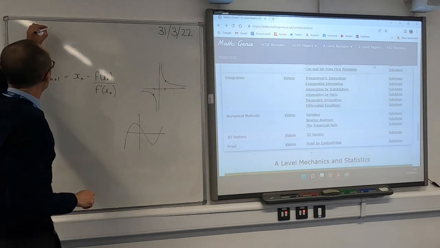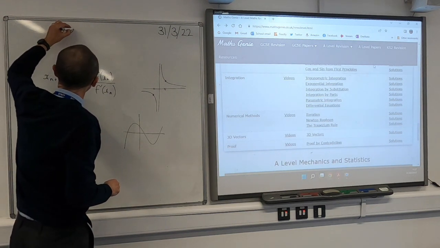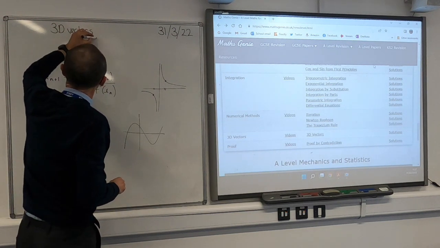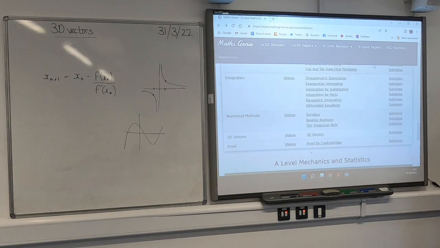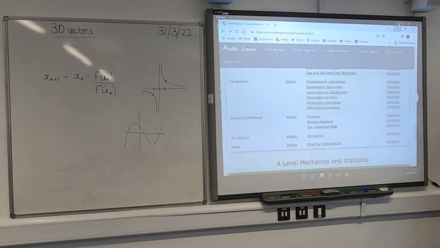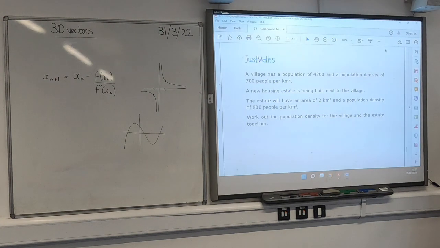So we're going to talk about 3D vectors today. Which incidentally, Maths Genie has a really nice set of basic practice questions, which it may be worth you looking at once we've done it.